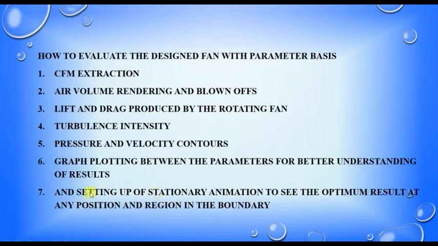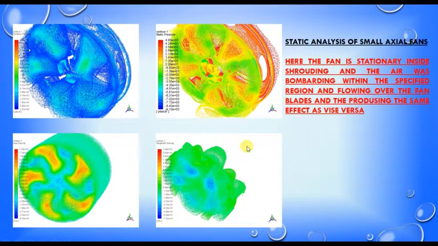Here I am showing you how air is flowing from the backward inlet region to the outlet region. At the backward region the pressure is below the gauge pressure, and after the rotation, in the forward direction, the velocity and pressure are continuously increasing. So these are some static results.